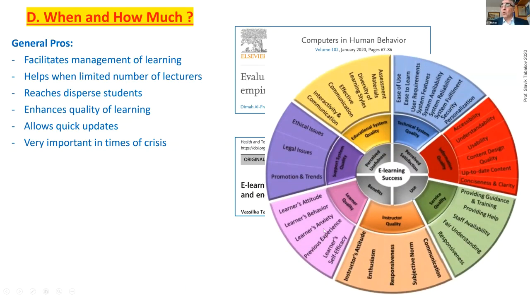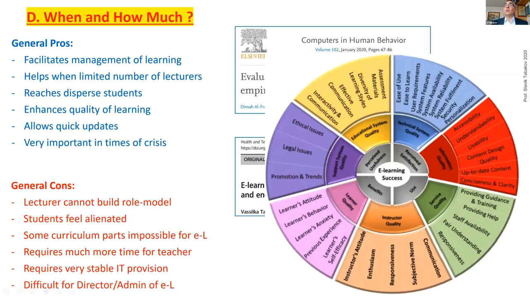You could see this is too complex probably for us, but still this is the content design, whether the students have sufficient health, whether there is a subjective norm, whether there is enthusiasm during the development, the learner's behavior, the legal issues, the effective communication between the students and the lecturer. So there are many points we have to consider for one good e-learning material, but this is probably too much. We could go with part of that. I could encourage you to go and read this particular paper.